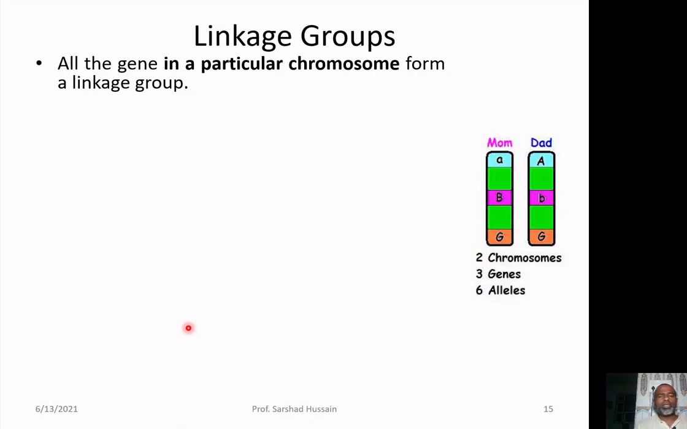Then this was a linkage group, as I have already told you that all the genes in a particular chromosome form a linkage group. Say for example, if these are the genes present on one chromosome, and the genes present on the other chromosome, they form a linkage group. So in this you are having 2 chromosomes, 3 genes, and these are the alleles, because the homologous pair of the chromosome will have the same gene present on the opposite side.